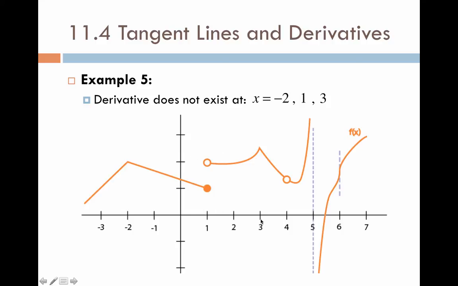And it doesn't exist at x equals 3 because you have a cusp there, or you can think of it as a sharp turn. The derivative doesn't exist at x equals 4 because there's a hole there. It doesn't exist at x equals 5 because you have a vertical asymptote there. And it does not exist at x equals 6 because you have an undefined slope there. So there's a vertical tangent line there.